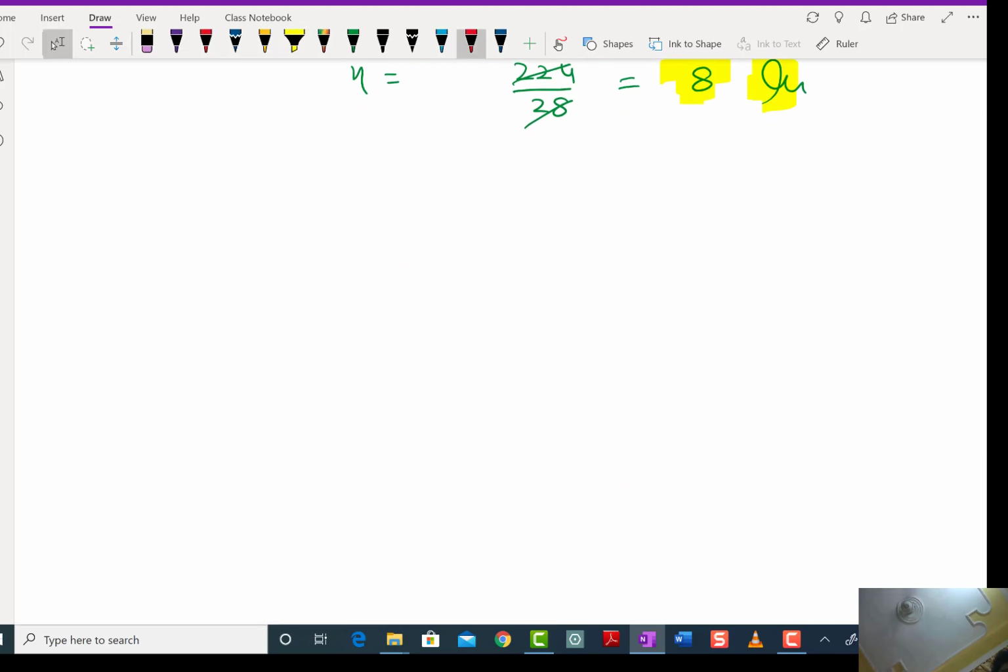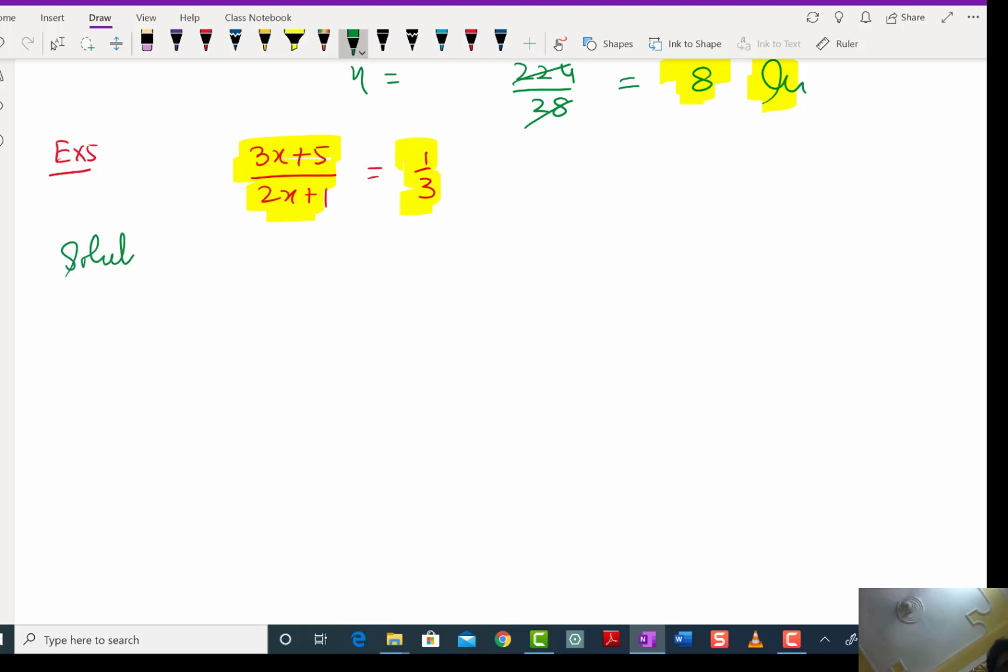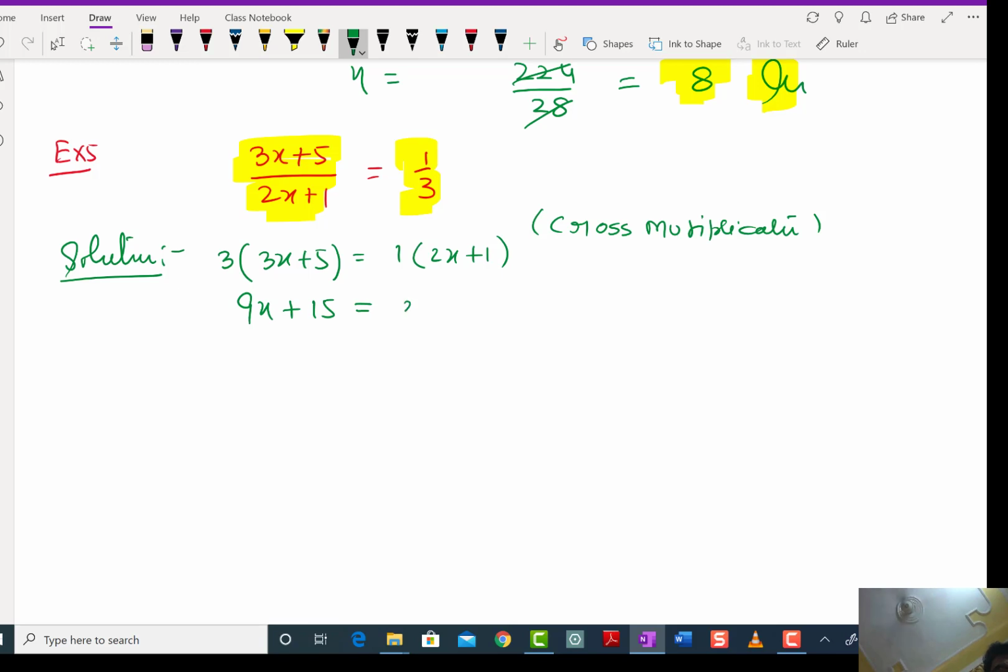So I hope you are able to understand. Next question is example number 5. This is 3x plus 5 upon 2x plus 1 is equal to 1 by 3. Now this is one fraction, this is another fraction. So what will we do? Who will tell me? You can tell me. Okay, fine. You are saying that we have to do cross multiplication straight away. Cross multiplication, absolutely right. So I'm happy that you have understood the subject.